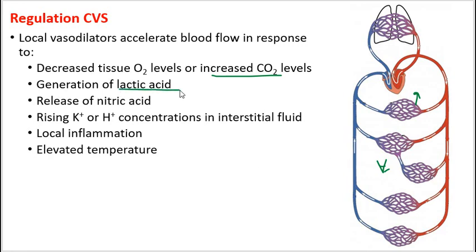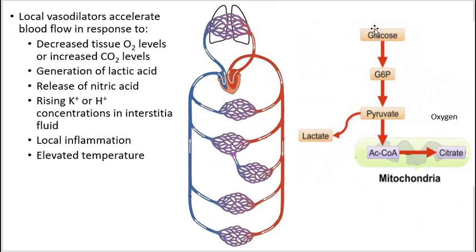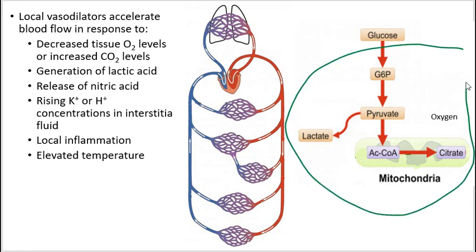Or it could be lactic acid. Let's look at this one, for instance. What is the role of lactic acid? Basically, this is the cell right over here. Glucose enters the cell. That glucose is converted to pyruvate. Pyruvate has two choices. The first, preferred choice is to enter the mitochondria and convert to acetyl coenzyme A, and then acetyl coenzyme A will be metabolized to produce energy.